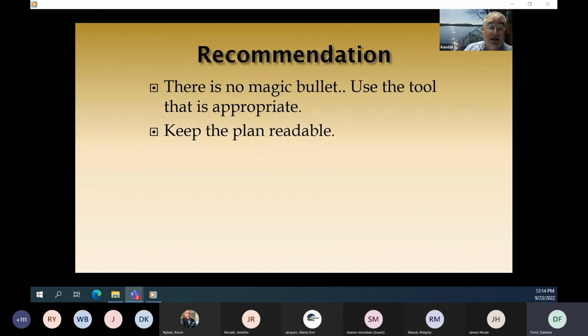Keep the plan readable. Make sure that it's clear. There's a lot that goes into designing these things. It needs to be understood by the contractor. Just a real quick story.